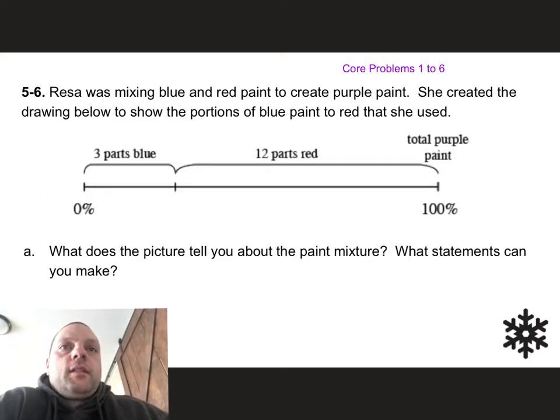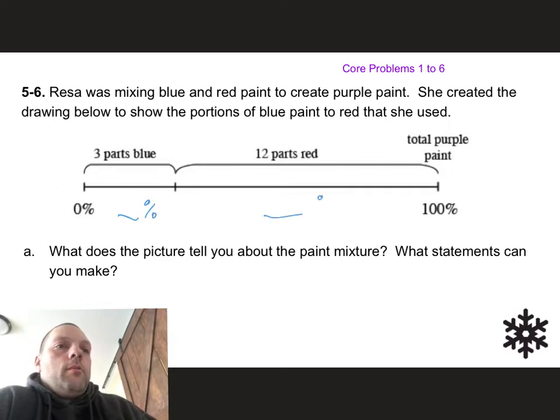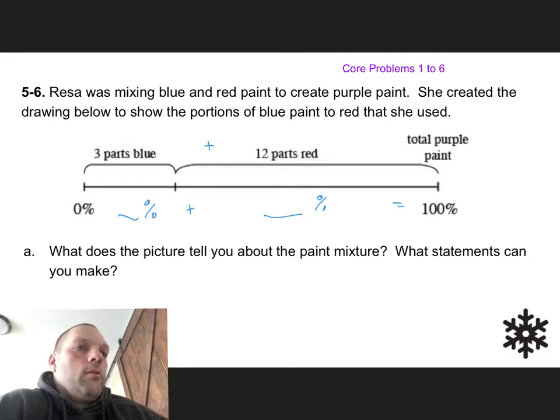Moving on to our next example, Risa was mixing blue and red paint to create purple paint. She created the drawing below to show the portions of blue paint to red paint that she used. So we have our 3 parts blue. Our percentage here is unknown. And then 12 parts red. And again, our percentage is unknown. But we know if we add them together, they have to equal that 100%.